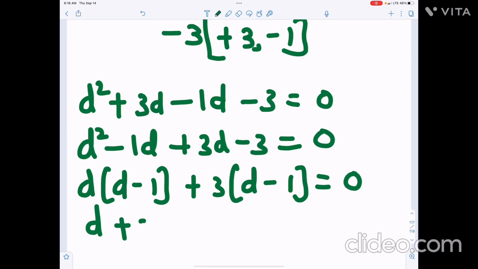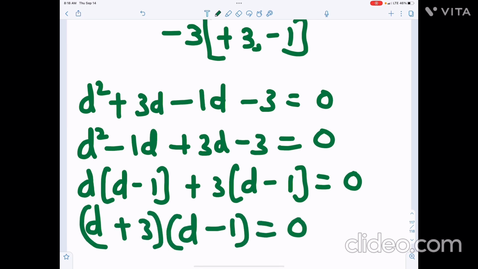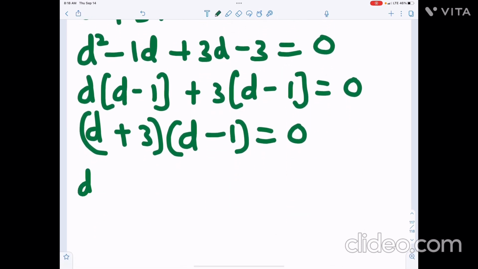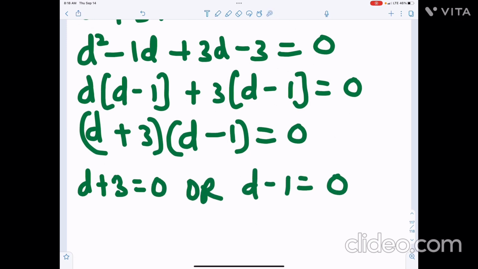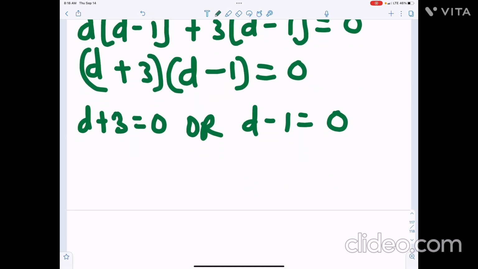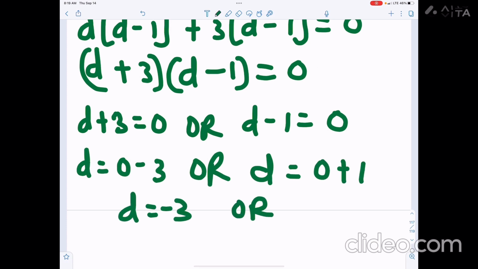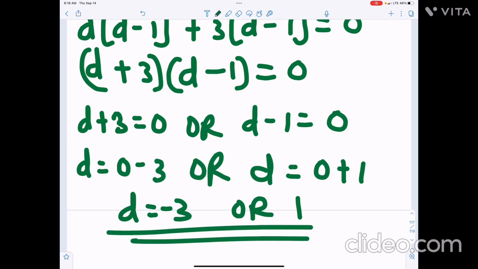So that gives me what? D plus 3 times d minus 1 is equal to 0. That means take it 1 by 1. D plus 3 is equal to 0 or d minus 1 is equal to 0. That's d is 0 minus 3 or d is 0 plus 1. That gives d is minus 3 or 1. So take note.